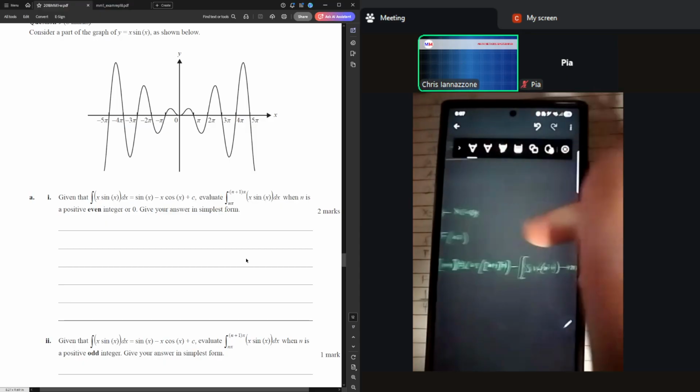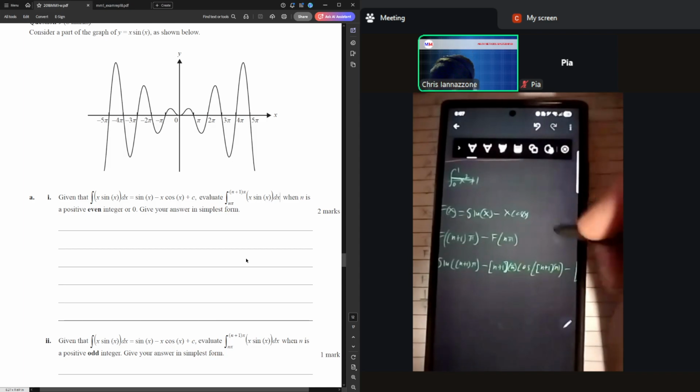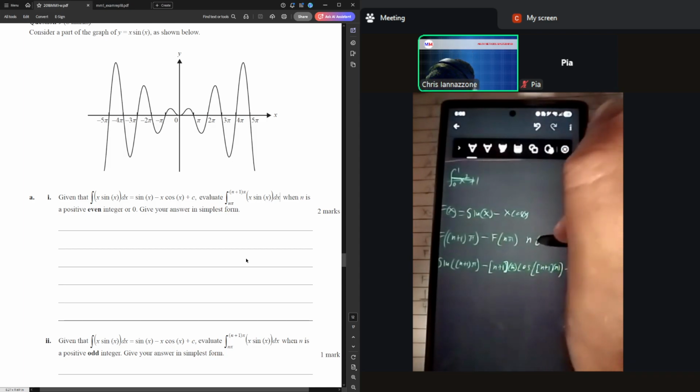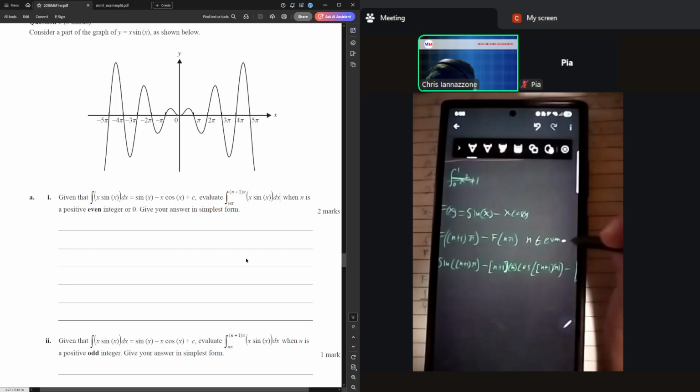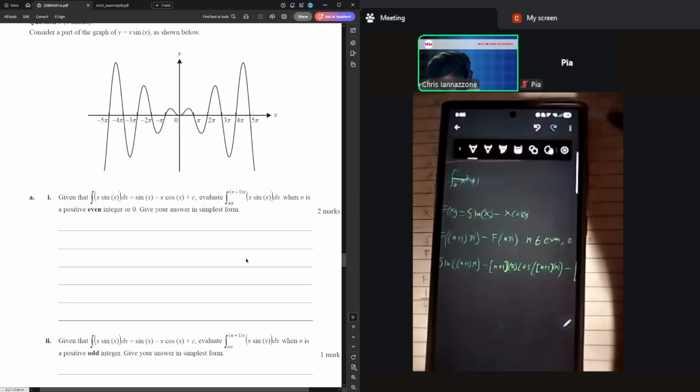Brilliant. Love that. They did give us clarification around n. So n has to be even or 0. N is even or 0. Don't have to be too specific with the notation there, just a reminder for ourselves.